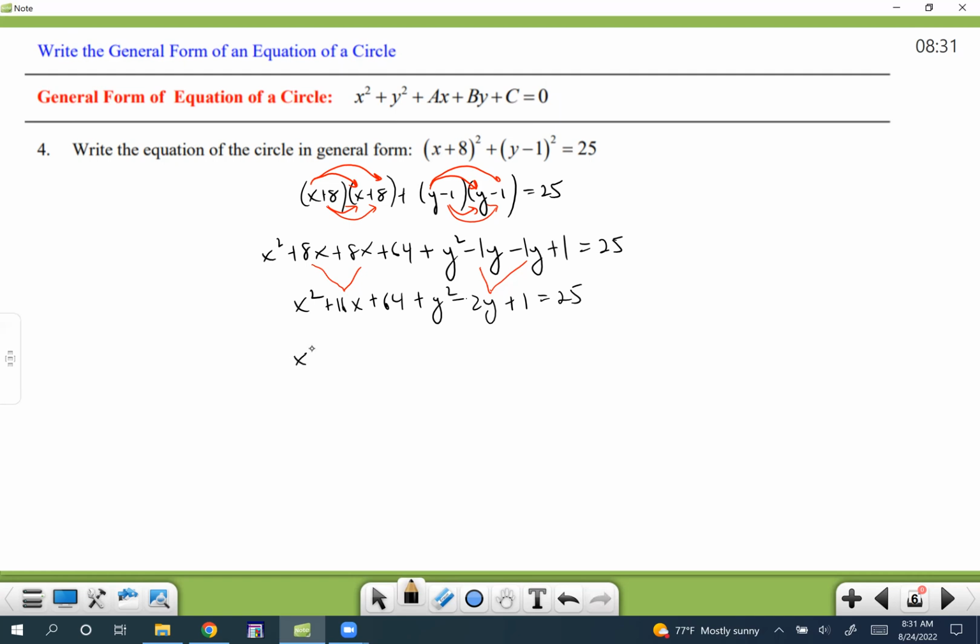So the x and the y squareds are next to each other. So this guy over here, we're just going to move him a little bit closer to the x squared, okay? Then after that, it says ax. So I'm going to put this 16x next. Then it says by. So I'm going to put this -2y next. And then there's the constant. So for the constant, I'm going to have to combine these two constants, the 64 and the 1, to get me 65. And I am almost there, right? Almost, okay? I need an equal 0 on the right-hand side. So if I need an equal 0, let's just take away 25.